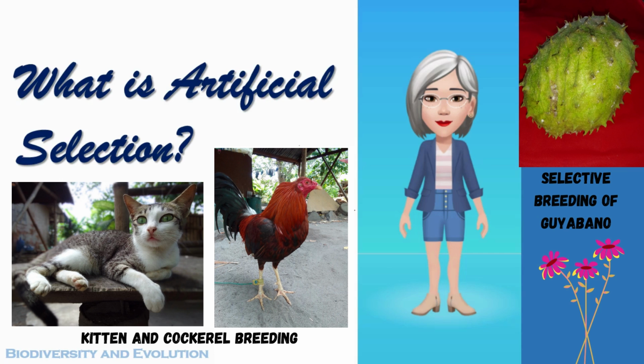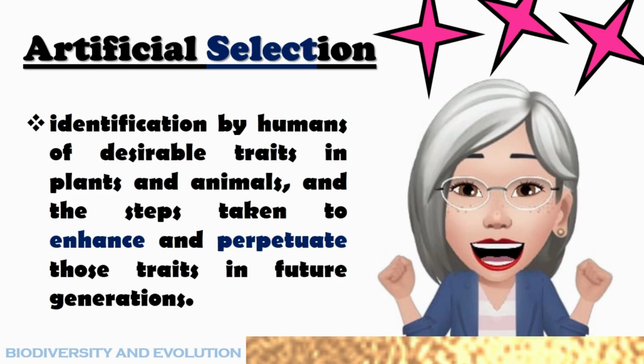What is artificial selection? I know you are all familiar with it, and maybe you already composed a definition inside your head. Or maybe you know this from your science classes in school. Whichever it is, I congratulate you for tracking down its definition within just a few seconds. Artificial selection is the identification by humans of desirable traits in plants and animals, and the steps taken to enhance and perpetuate those traits in future generations.